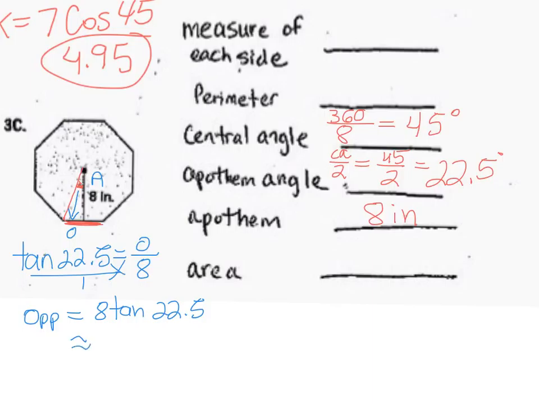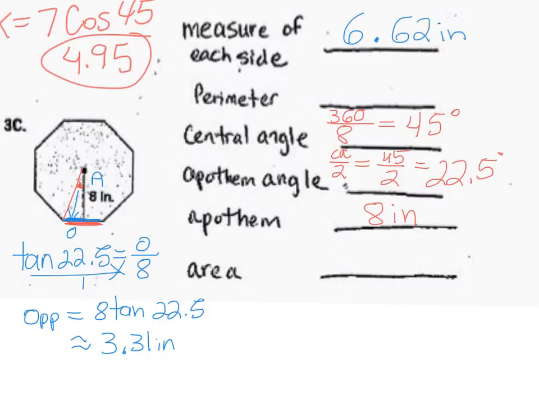And that is approximately what? 8 tangent of 22.5? 3.13? Right? 3.31. You're right. 3.31. Okay, so 3.31, and this is inches. But that's only half of it, right? So to get the whole side, times 2. Times 2. 6.63 or 6.62, if you use 3.31. 6.62, and this is inches.